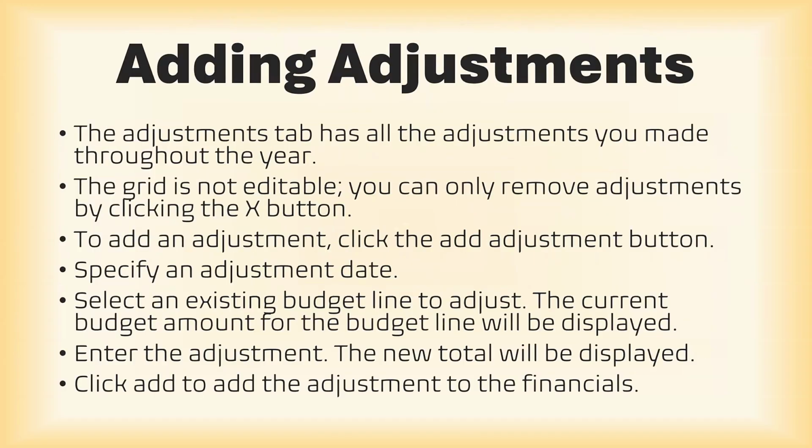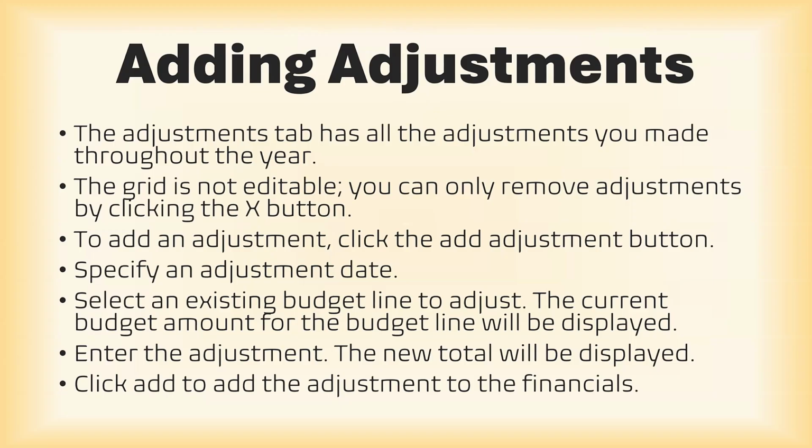In the adjustments tab, it has all the adjustments you made throughout the year. The grid is not editable, it's just a display. The only thing you can do is remove the adjustments. To add, you just click the Add Adjustments button. You can specify the adjustment date and then select an existing budget line to adjust.